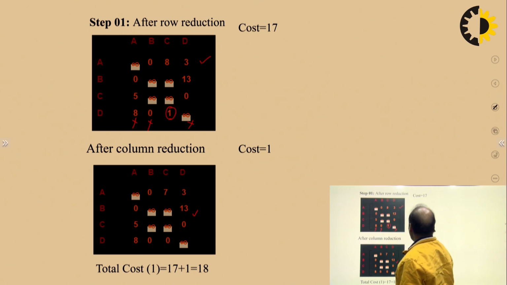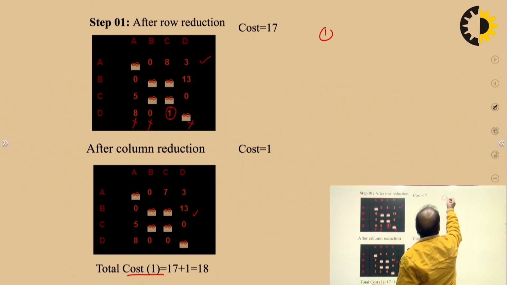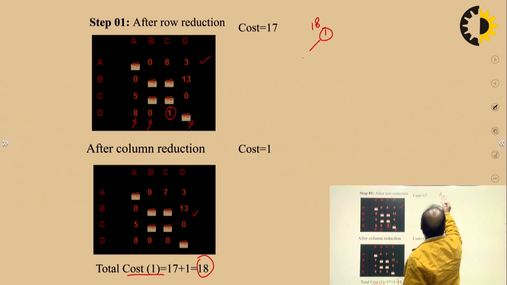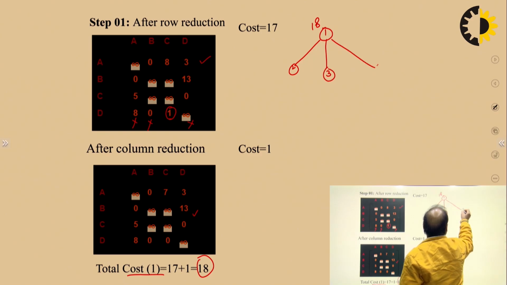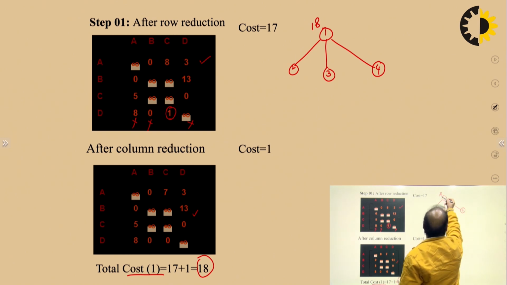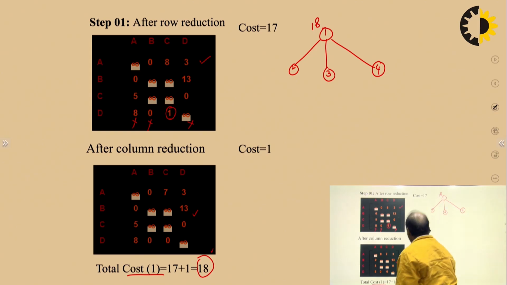So the total cost of the initial matrix, node number 1, we start with node number 1. What is its cost? Its cost is 18, that is 17 plus 1. Remember, from 1 you can go to 2, 3, or 4. There are 3 options from 1. But since the cost is 18, this cost cannot be lower than 18. This is the minimum cost which you have established in the branch and bound technique.